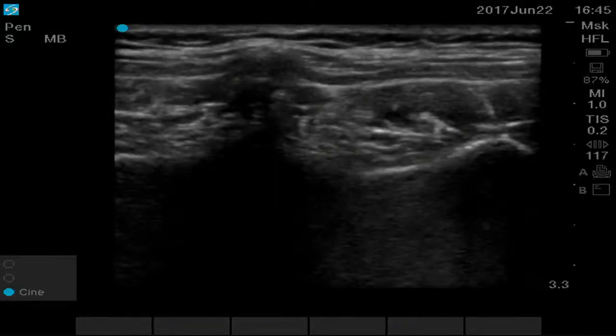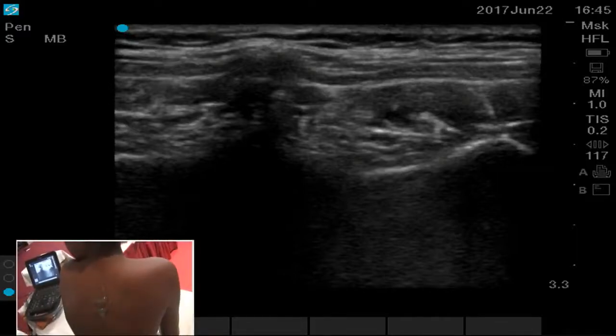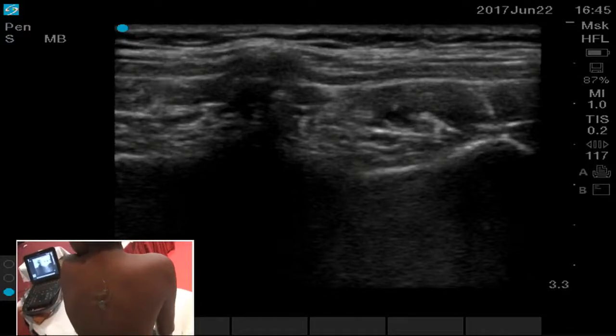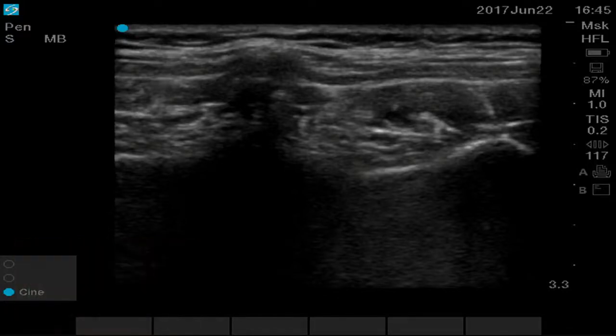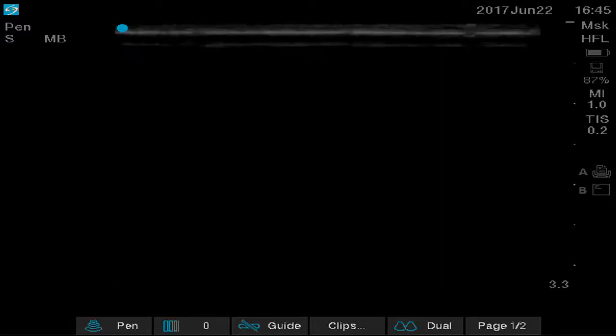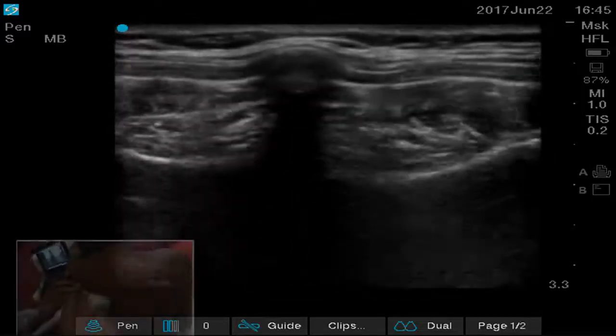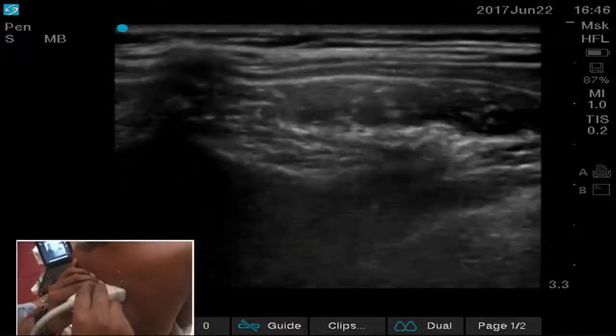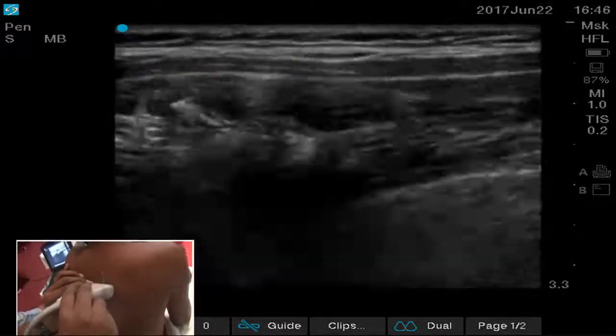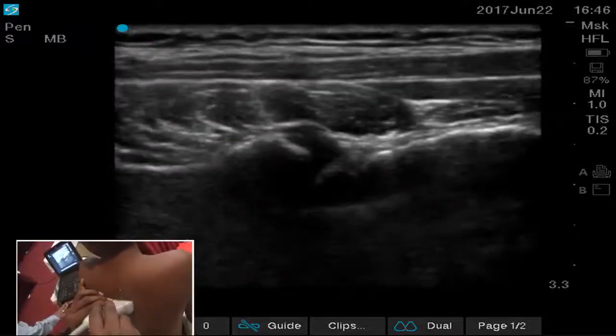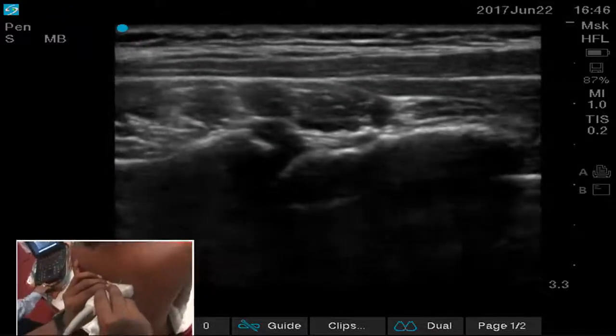So first let me identify the bony landmarks. This is the spinous process, this is the lamina, this is the transverse process. So I am cutting the vertebra in a transverse view: spinous process, lamina, and then the transverse process. This is otherwise known as the tower sign. So once I come laterally, you will see the paravertebral space. Unfreeze it. So spinous process, transverse process, and then you can see that is the rib. Freeze it.